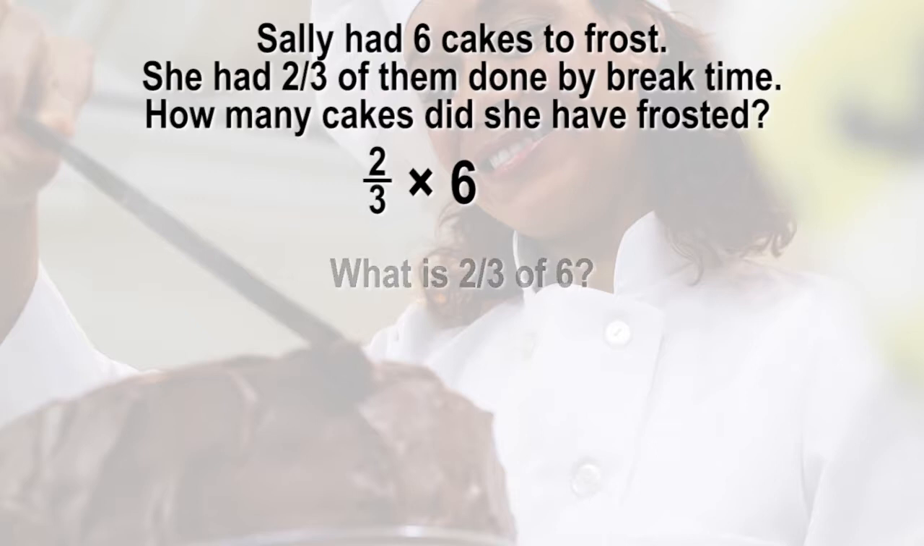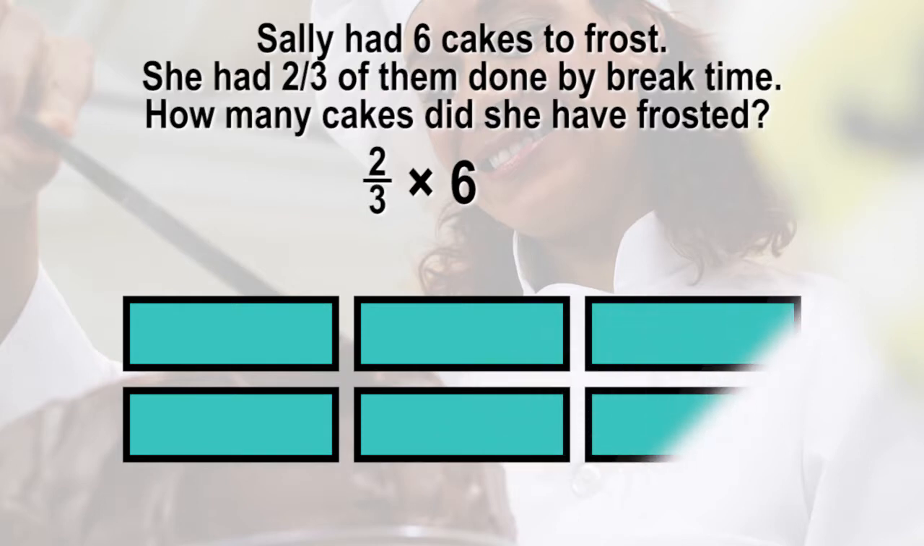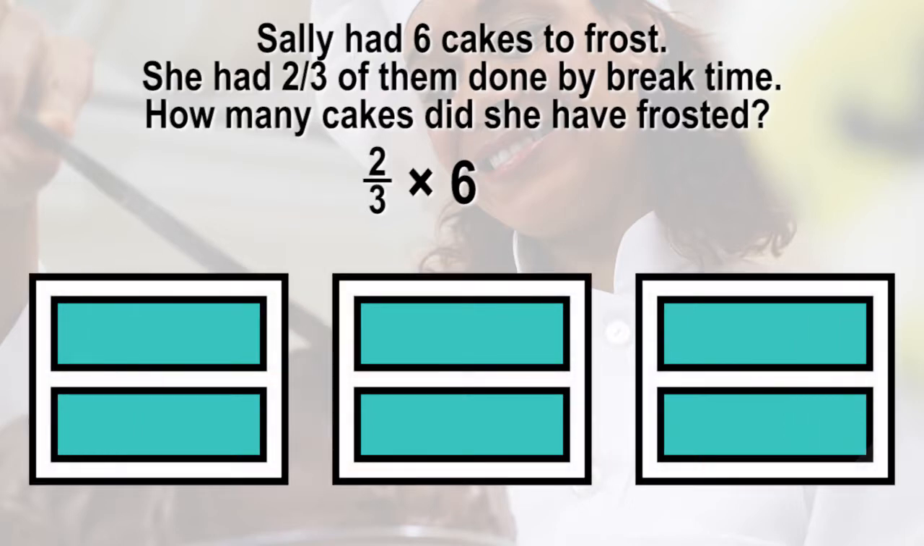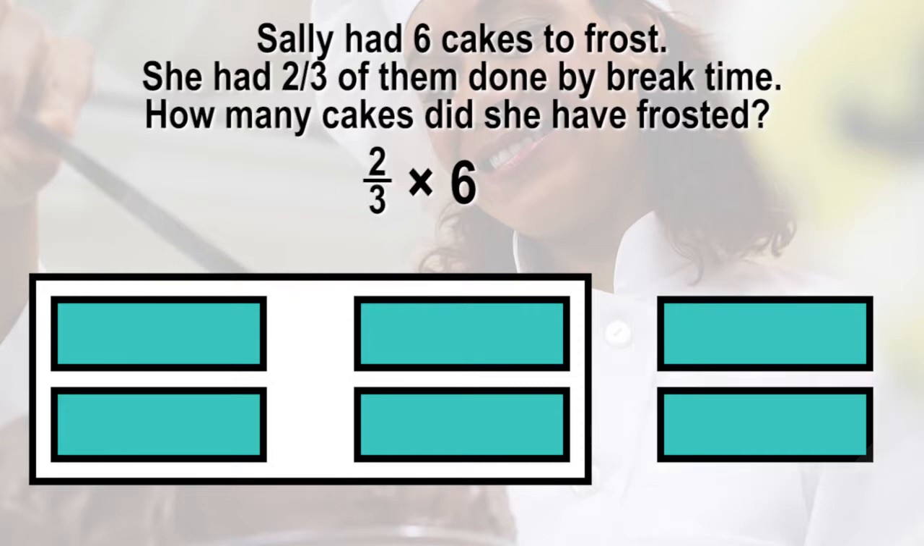This problem can be modeled by using 6 rectangles to represent each cake Sally must frost. 1/3 of 6 can be found by dividing the 6 cakes into 3 equal groups. 2 cakes are equal to 1/3 of the total number of cakes. 2/3 of the cakes would be equal to 2 groups of 2 cakes, or 4 cakes. The answer is less than the original 6 cakes because only part of the cakes have been frosted.